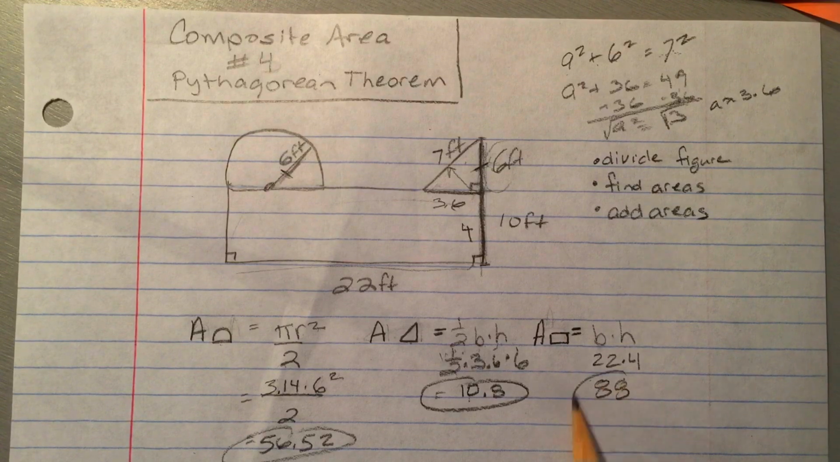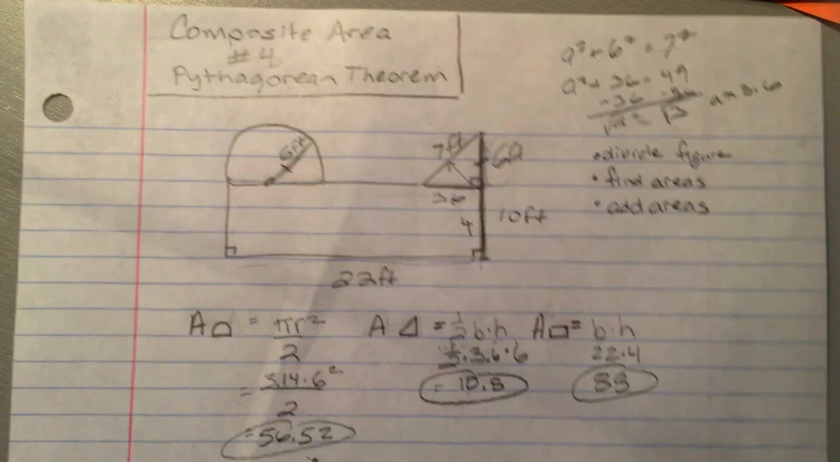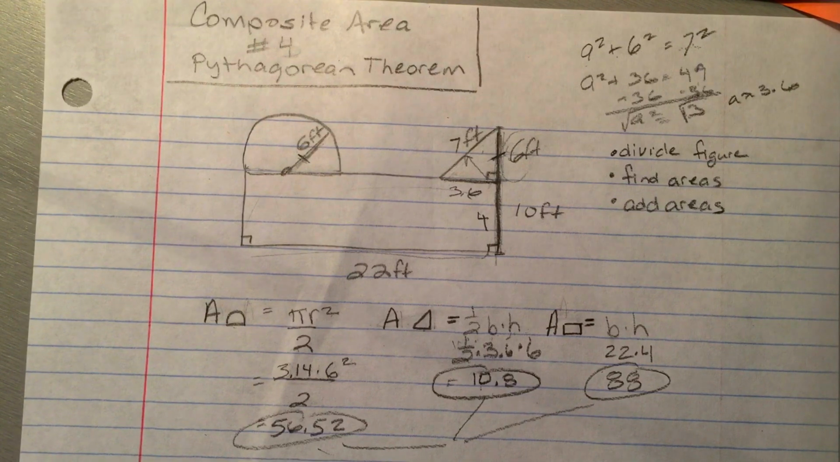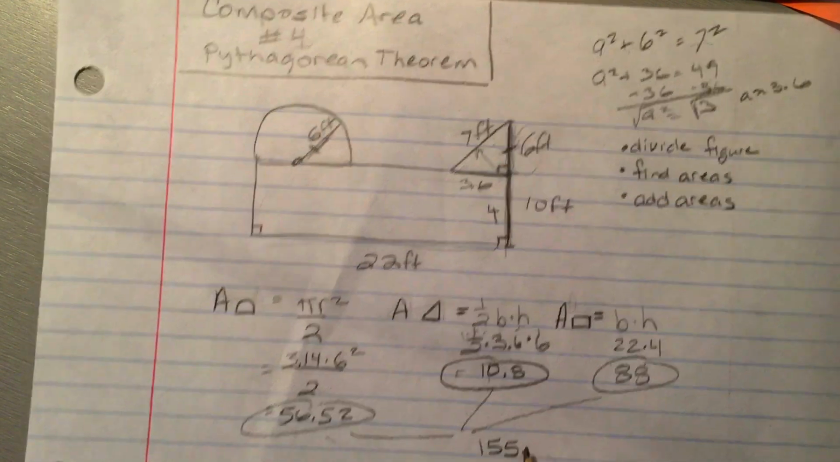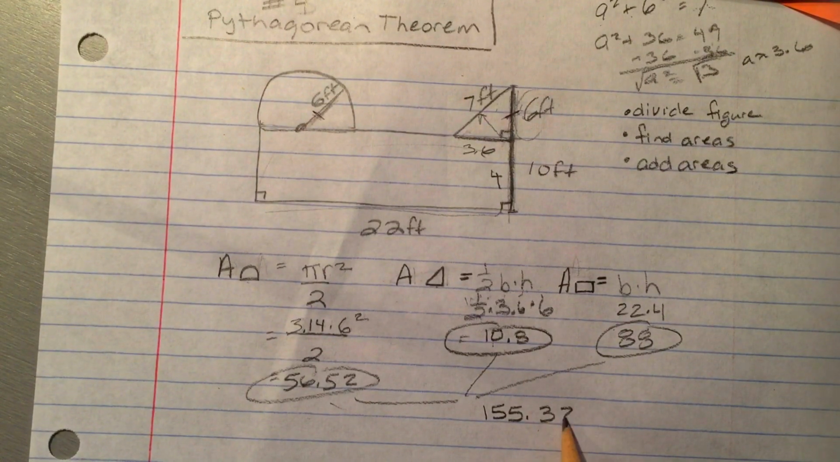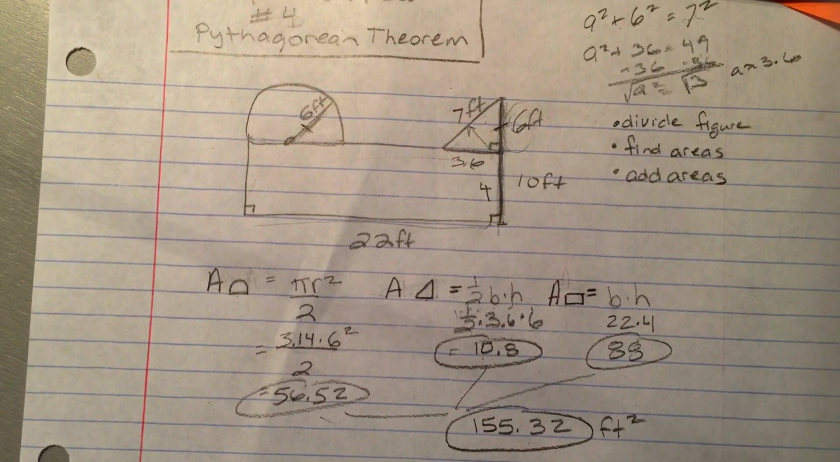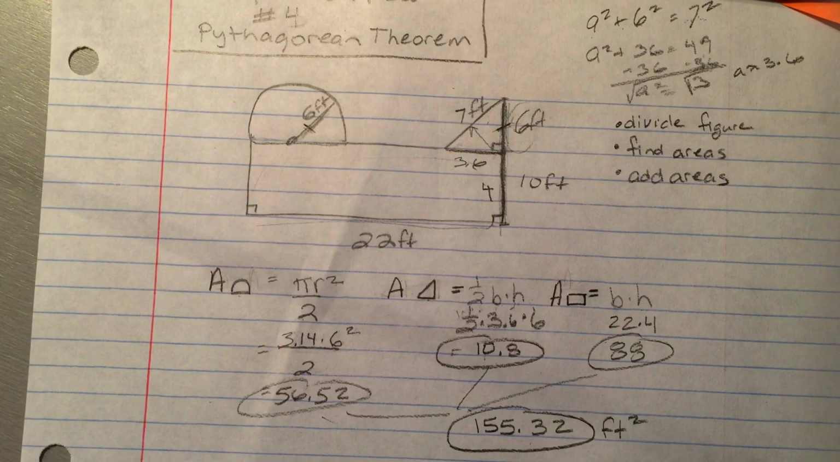And now I have the area of the half circle, 56.52, the triangle, and the rectangle. All I need to do is add those three together. And what I get when I do that is 155.32. And this was originally in feet, so my units are square feet. And that's it for my composite area number 4 using the Pythagorean theorem.